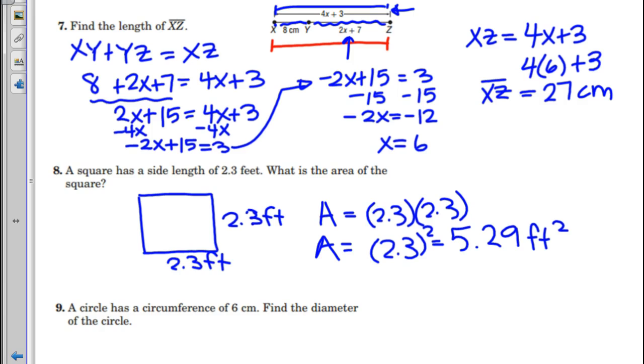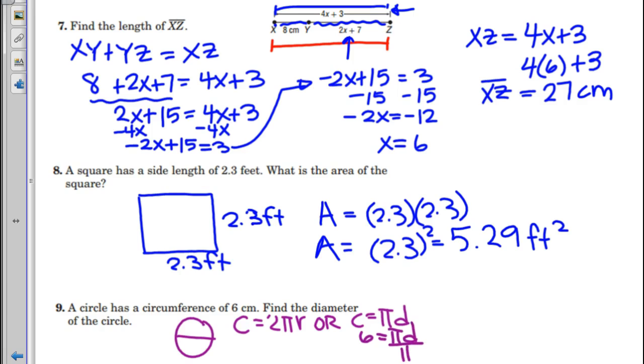All right, number 9. A circle has a circumference of 6 centimeters. Find the diameter. All right, so here's my circle. Circumference is the distance all the way around, and they want the diameter. Well, I know that circumference is 2 pi times the radius, or since I have the diameter, circumference is pi times the diameter. So I can go ahead and plug in the circumference because I know that it's 6 and solve for d. So pi is a number, 3.1415, on and on and on. It's irrational. But if you want to, guys, you can just leave it 6 over pi. You don't have to divide that out, and that would be centimeters.